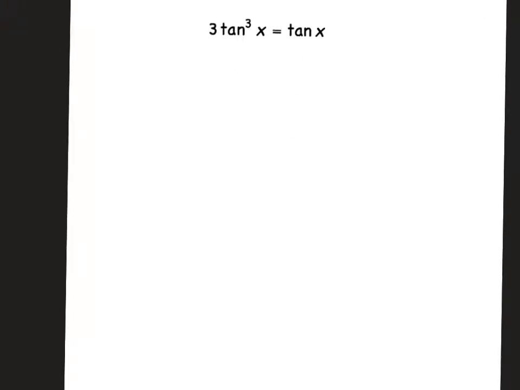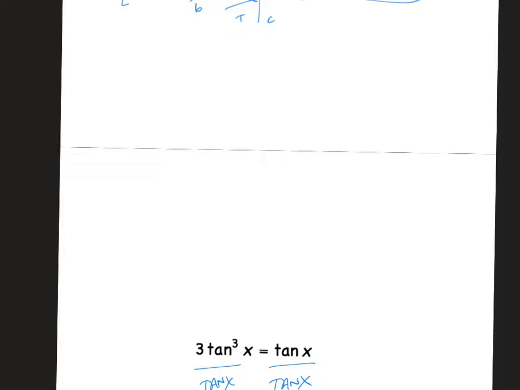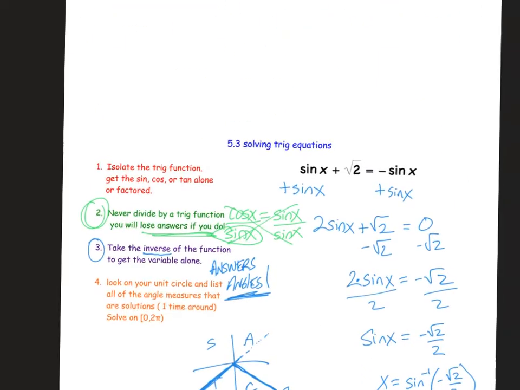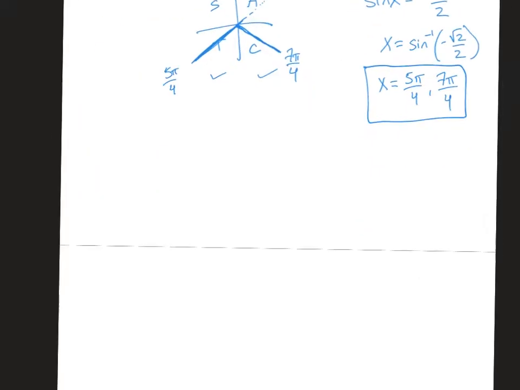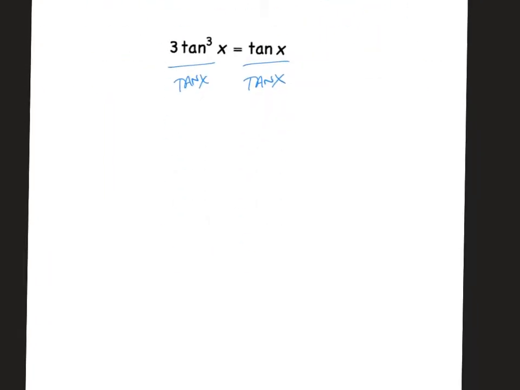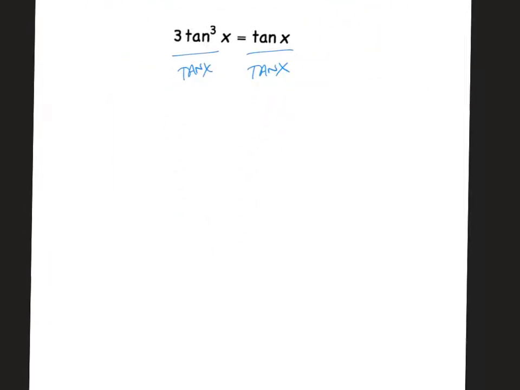Next one. With this problem, what I've found is a lot of students are really tempted to divide by tangent. They want to divide by tangent on both sides. But do you remember what I had said earlier? So let me scroll back. At the very beginning, I said never divide by a trig function. So I would not divide by tangent. So let me erase that. Because essentially what you would be saying is tangent of x is not allowed to be 0 if you divide. And that's just not a true statement. So don't divide.